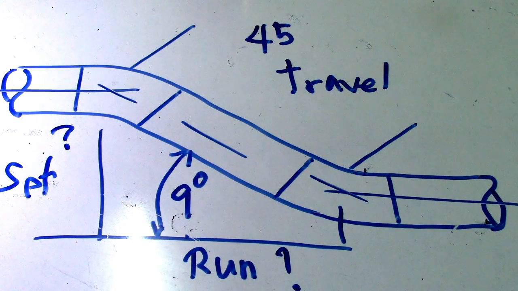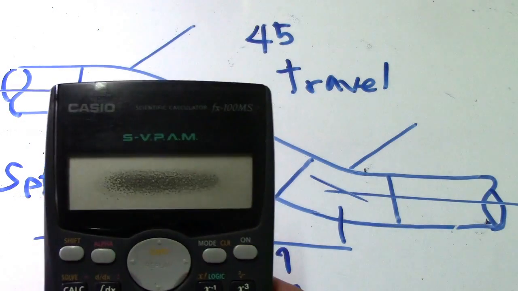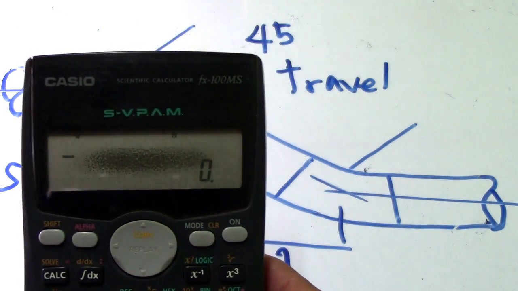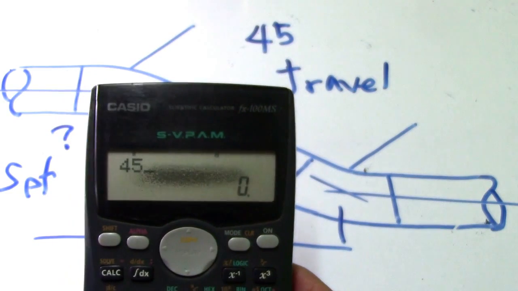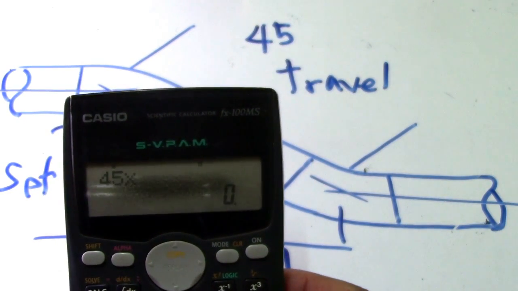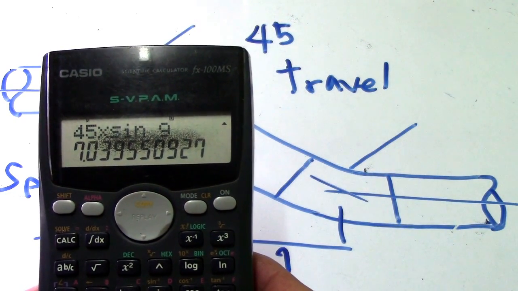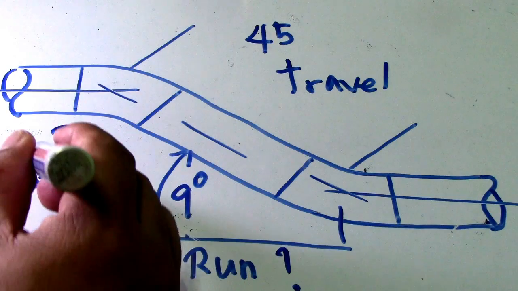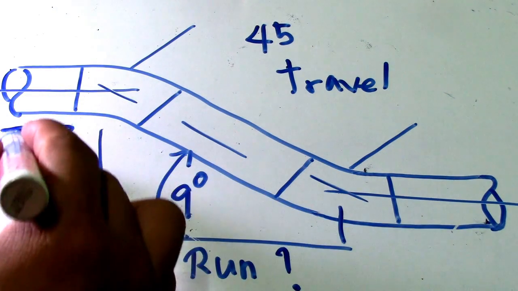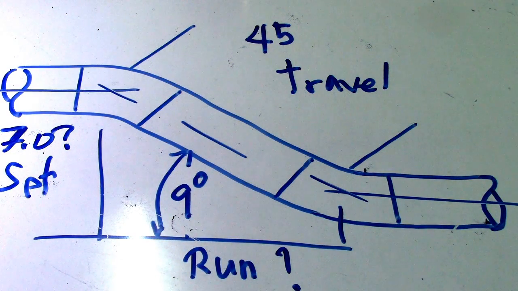So to find set, the formula for set is set equals travel multiplied by sine. Okay. Using my calculator, I will show you how. Okay, travel is 45, so multiply it by sine 9 degrees. So this is the answer for the set, 7. Okay, so we have number 1 already done. This is set 7.